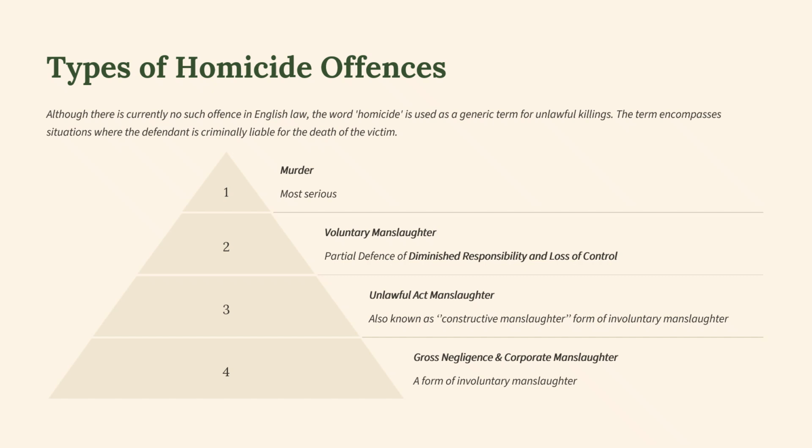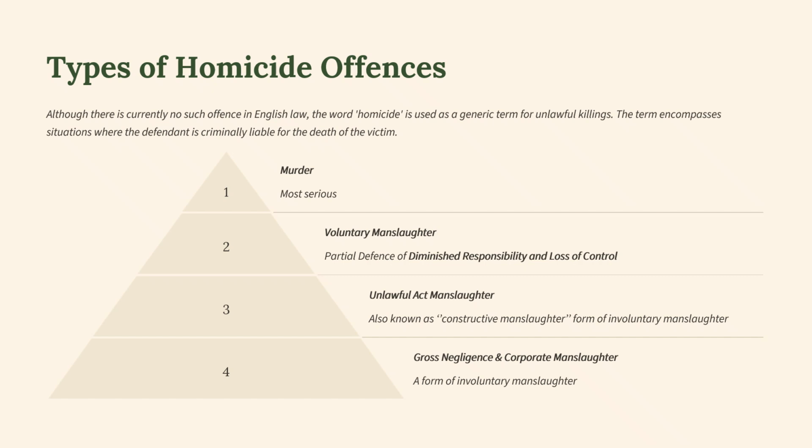Now, there are different types of homicide offences. Although there is currently no such offence in English and Welsh law, the word homicide is used as a generic term for unlawful killing. The term encompasses situations where the defendant is criminally liable for the death of the victim.